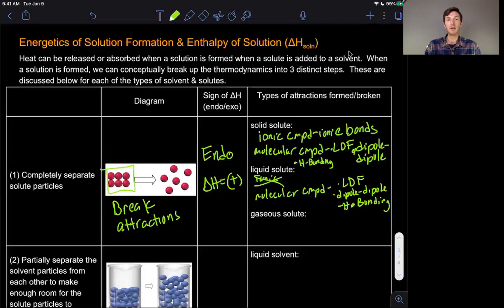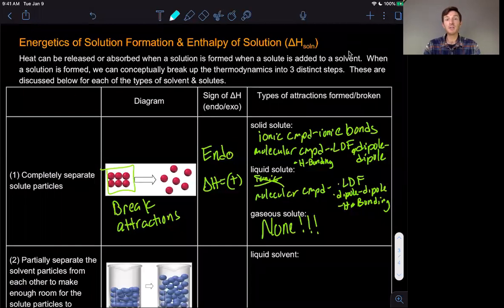Maybe I'm going to take something like carbon dioxide gas, and I'm going to dissolve that into water. So that would be our solute, it would be carbon dioxide. What kinds of attractions would we have to break between those carbon dioxide molecules to allow it to dissolve into water?